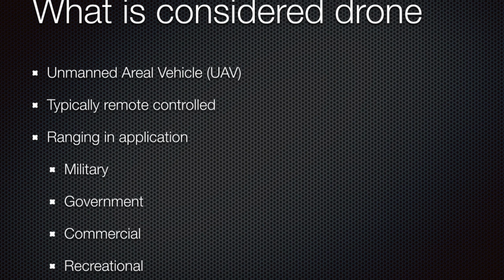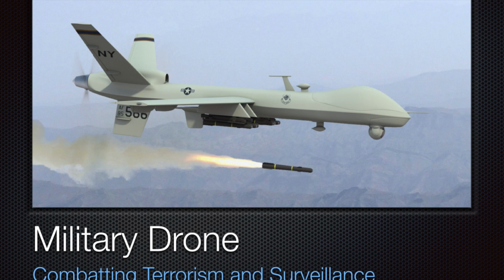So I'd like to define what is considered to be a drone. It's really any unmanned aerial vehicle. You may have heard them referred to as UAVs. Typically they're remote controlled, although they can be programmed. They have a range in applications from military, government, commercial, and recreational. Probably the most familiar would be the military type drones, which are used for combating terrorism and general surveillance.